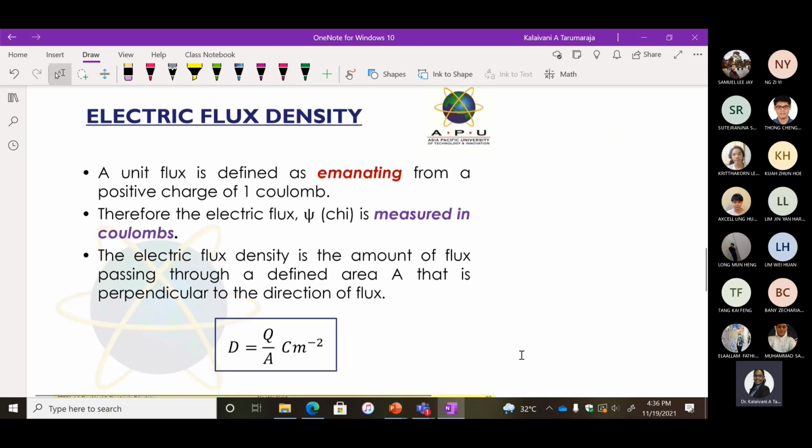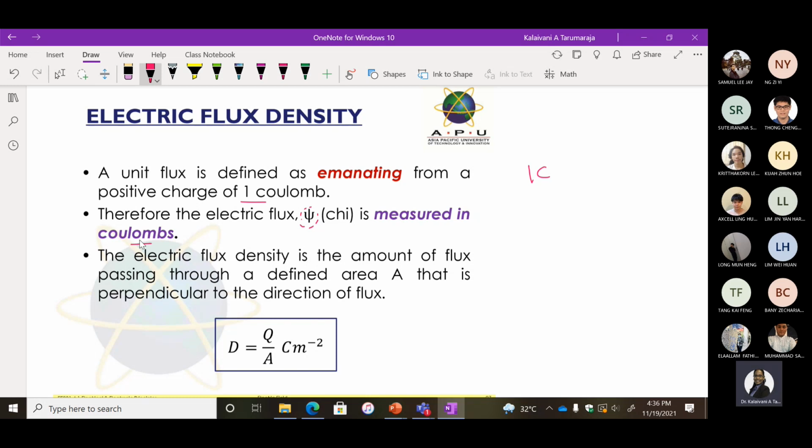Based on electric flux density, I want you to write down the formula. Okay, the electric flux density. A unit flux is defined as emanating from a positive charge. As usual, take note, this means 1 coulomb. Therefore, they also have an electric flux. These are the symbols, the symbol is like this form, electric flux. It's measured in coulombs, which means measured in a unit of charge.